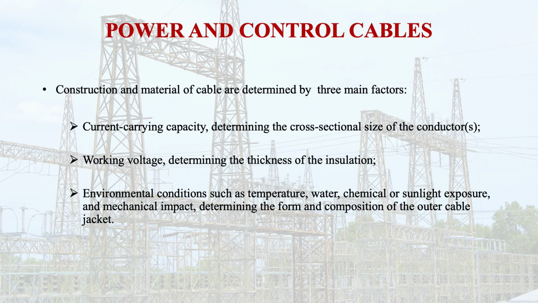Then there are environmental conditions. The protective jacket is used to protect the cable from the environment, such as temperature, water, chemicals or sunlight exposure, and there can be mechanical impact. We have to save the cable from these. So the form and composition of the outer cable jacket, that is, of what material the jacket will be made, depends upon the environmental condition under which the cable is working.